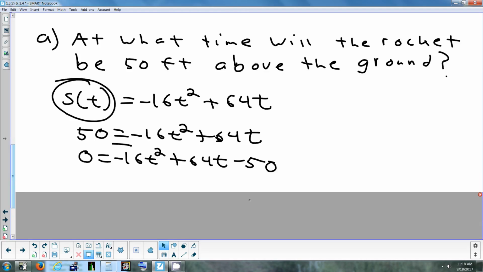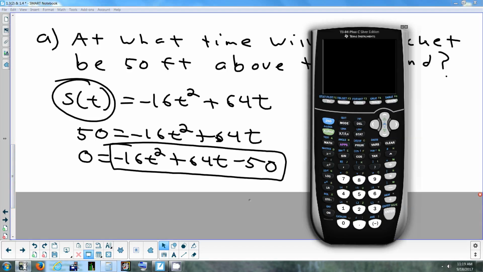Except now, I'm going to plug that into my calculator. Okay, negative 16t squared plus 64t minus 50. Actually, I'm going to show you how to do it once. I'm going to show you how to do it from the step before, and then I'll show you a different way you can do it with what I put a box around.